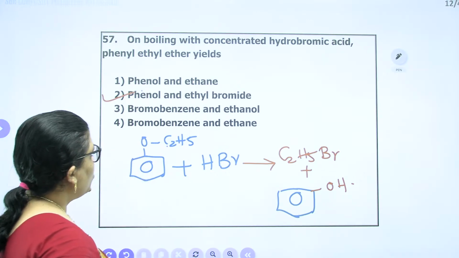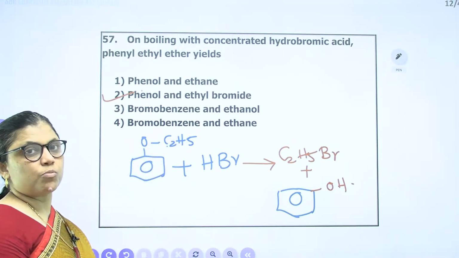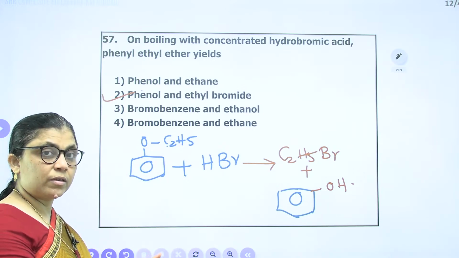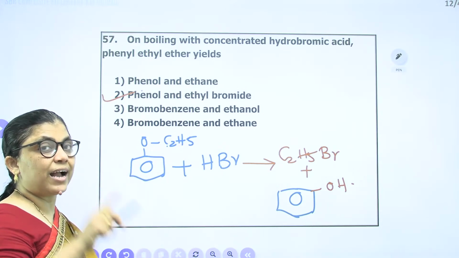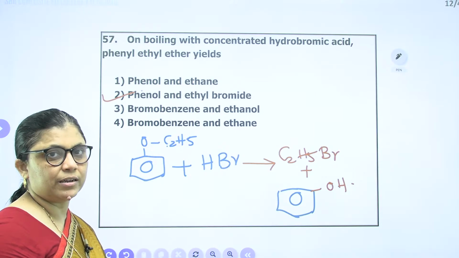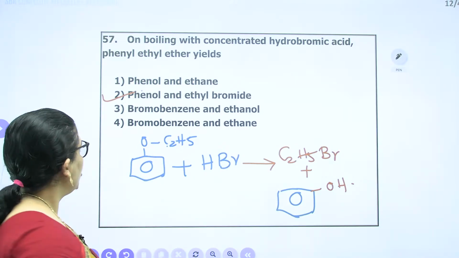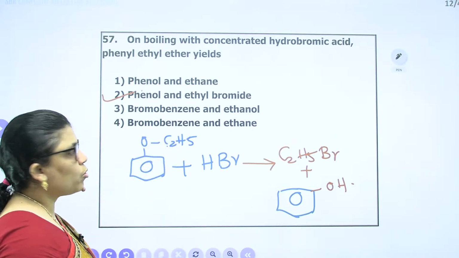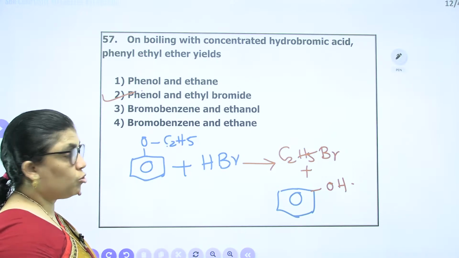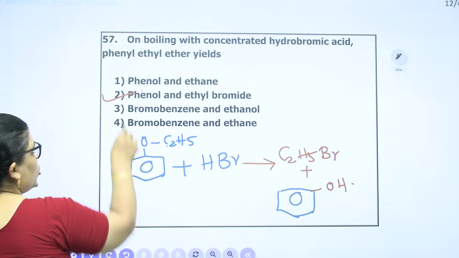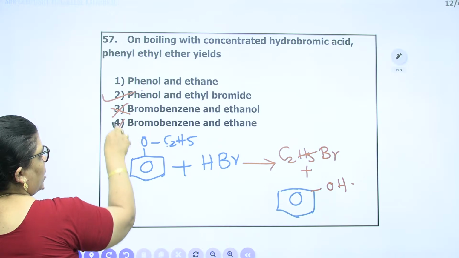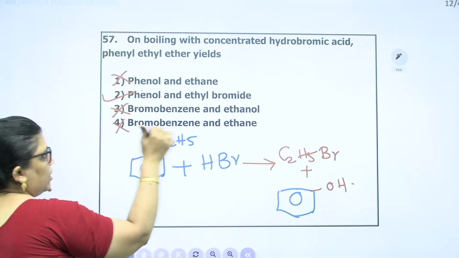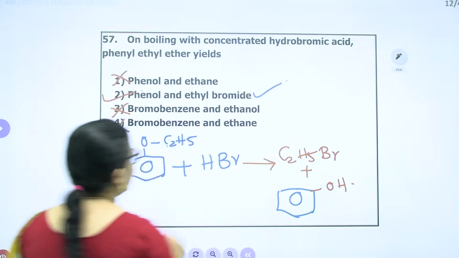Remember, bromobenzene and ethanol are not possible because a nucleophile cannot attack directly on benzene. That's why no answer related to bromobenzene and ethanol is correct. Don't think of it at all, because no nucleophilic substitution reaction is going to take place. Therefore, the correct answer is the second option.